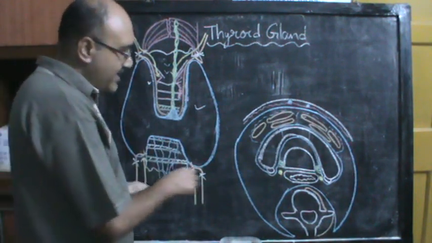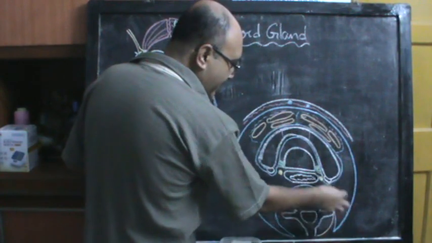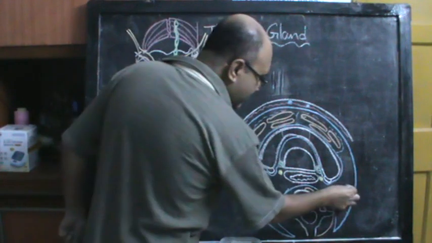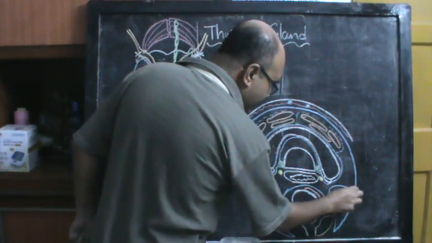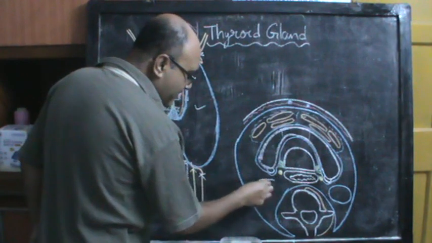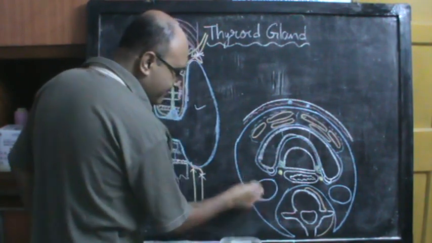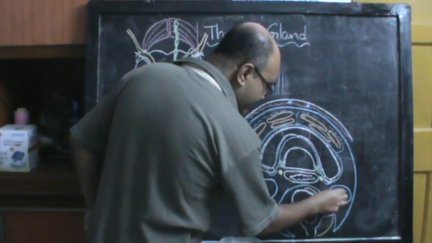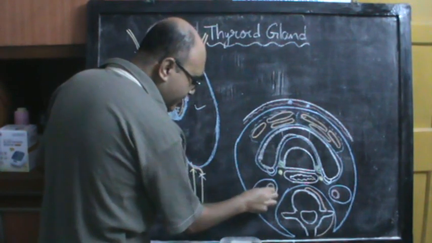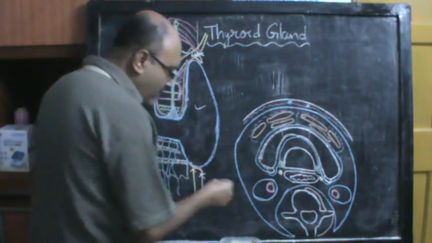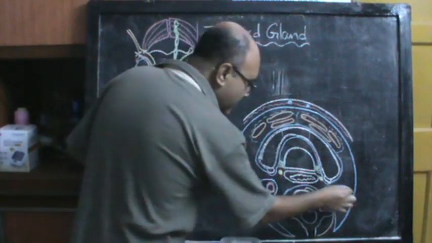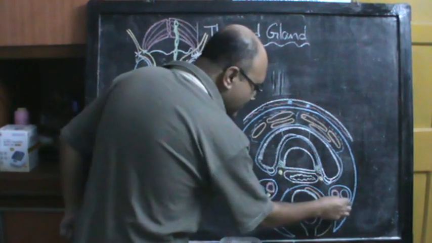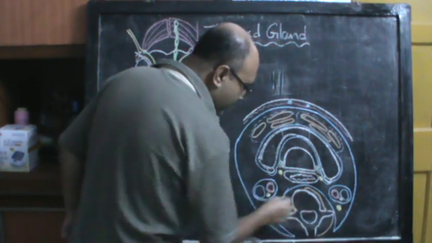Then you have the pretracheal layer of the deep cervical fascia enclosing the thyroid gland. Not only that, in this gap over here between the posterior surface of the thyroid and the prevertebral fascia, you have what is called the carotid sheath. So this is the position of the carotid sheath over here. Within the carotid sheath you have the internal carotid artery, the internal jugular vein, and you have the vagus nerve. And behind all this you have the sympathetic trunk.